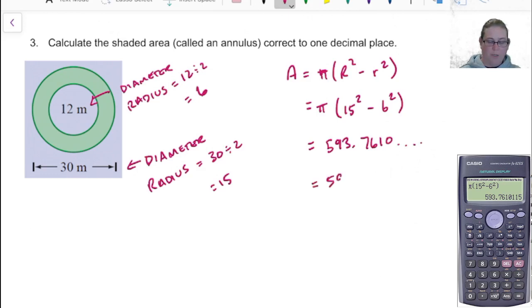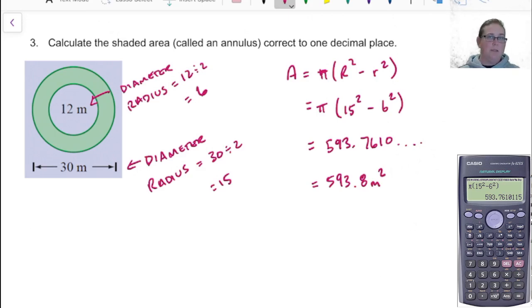So 593.8 this time, because that second decimal place is a 6. The one in front needs to go up 1. So it's 8, and then again, we're in meters, so meters squared.